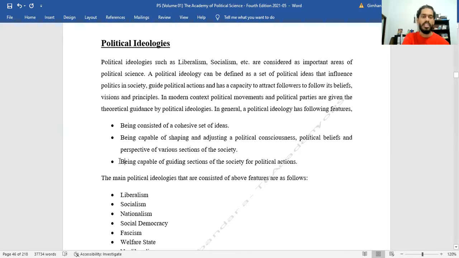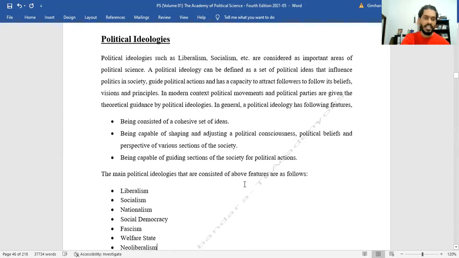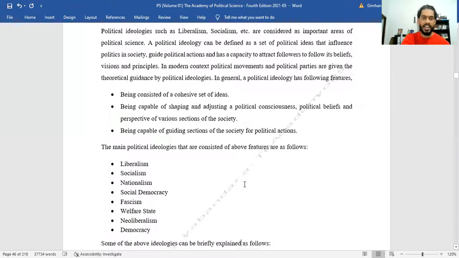But how do you think they got that motivation to go there? It's because there was a political ideology that they followed, and that gave them the strength to pursue what they want. It is capable of guiding sections of the society for certain political actions. Okay, right. Then you have a couple of examples for political ideologies.